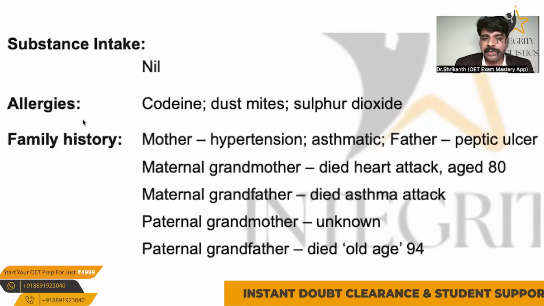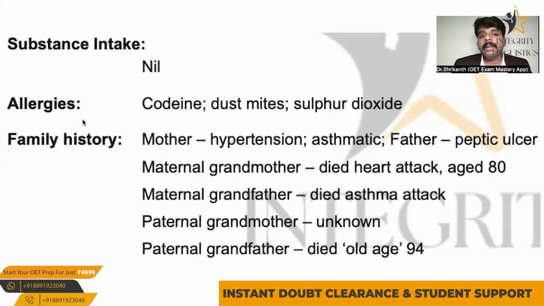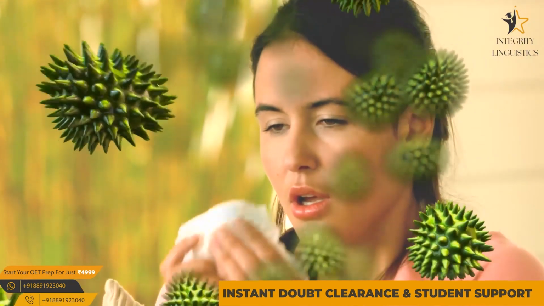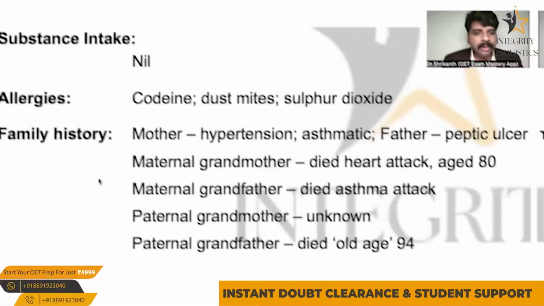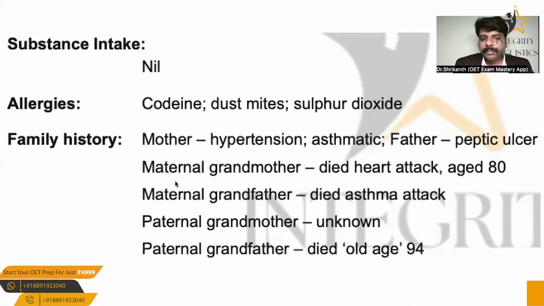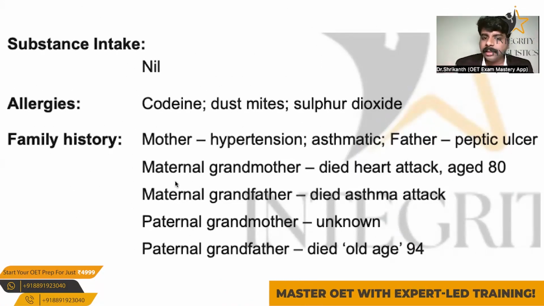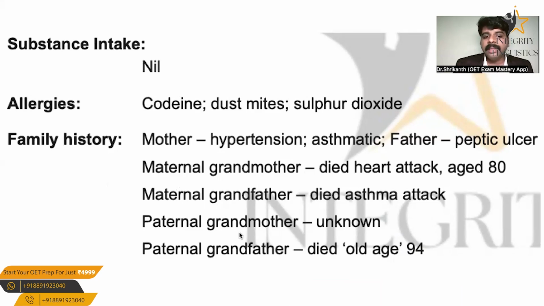Now we have information regarding allergies, that is what the patient is allergic to, and then we have the family history of the patient. So they have written certain historical information regarding the patient's family. So maternal grandmother means the patient's mother's mother. Paternal grandmother basically means the patient's father's mother. Okay, so if you don't know these words, it is very important that you be familiar with these terminologies.